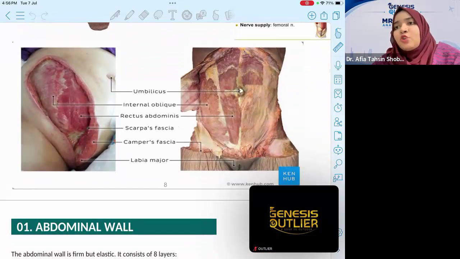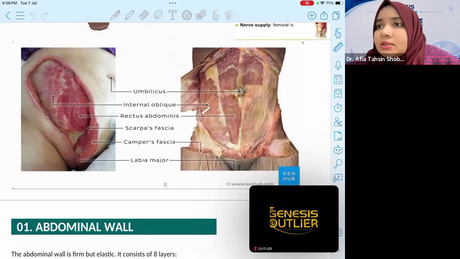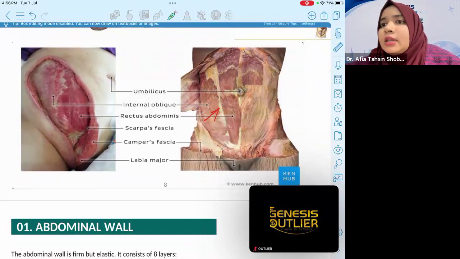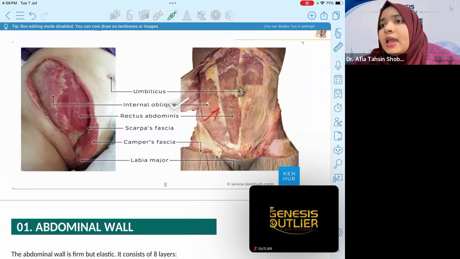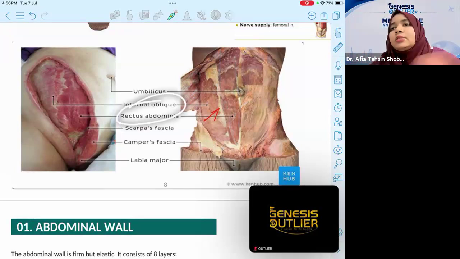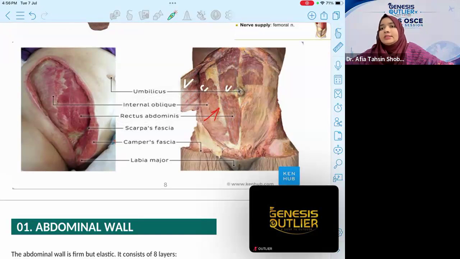It is umbilicus, but from here you will be asked about internal oblique muscle. This is internal oblique muscle. Okay, see the fiber direction. This is internal oblique, and here external oblique. This one was external oblique, and this one is rectus abdominis muscle. These two, or these three, can be asked in exam.